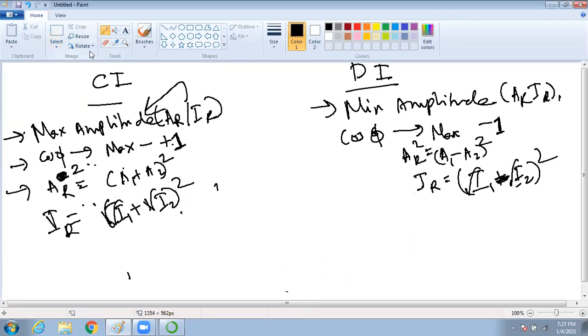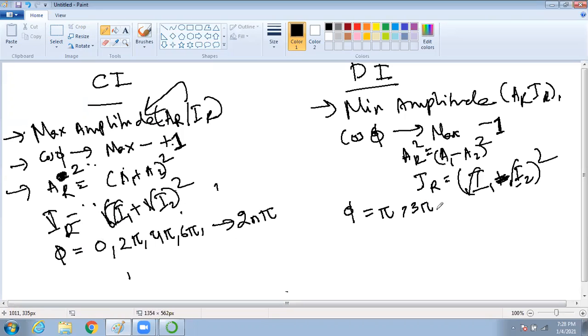Next, your phi. If cos phi is 1, then what values can phi take? It will take 0, 2 pi, 4 pi, 6 pi. So what is the generic formula? 2n pi. What about here? It will be pi, 3 pi, 5 pi, 7 pi. Then the generic formula will be (2n minus 1) into pi. Clear, all of you?